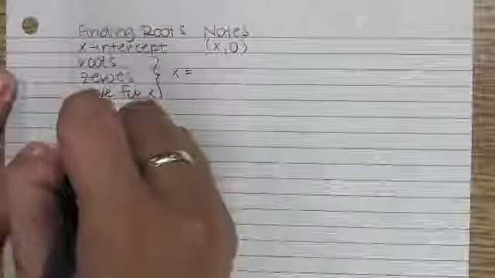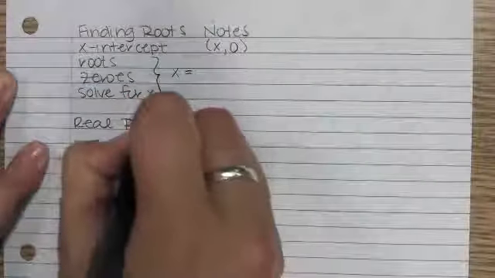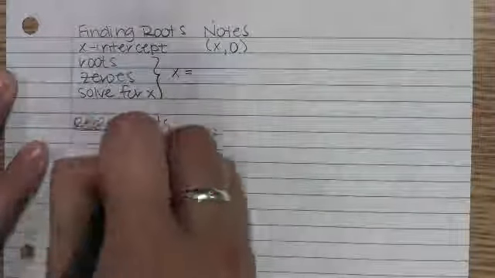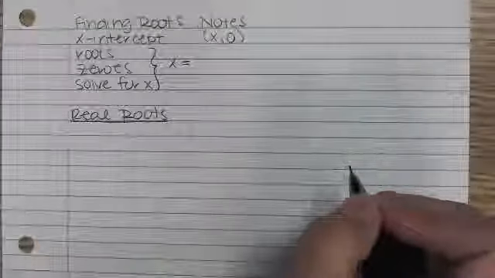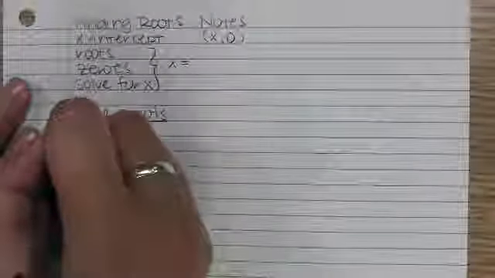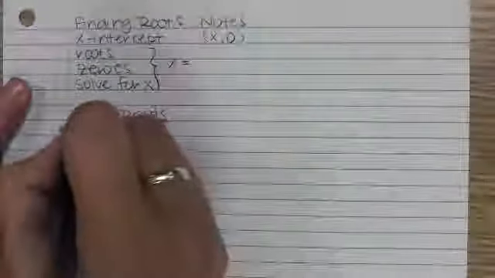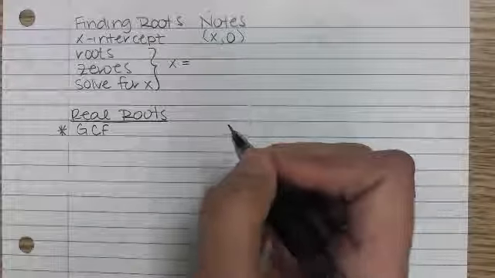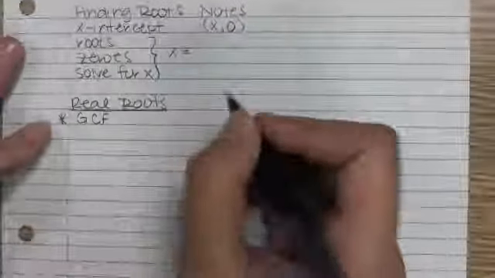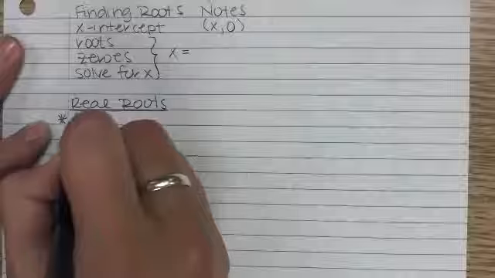Okay, the first thing we're going to look at is real roots. That's going to take up the majority of the video. So these are going to be the actual roots that you see when you graph a function on your calculator. And the first thing, we're just going to review a lot of factoring because that's typically how we're going to find them. So the first type of factoring we're going to look at is the GCF.